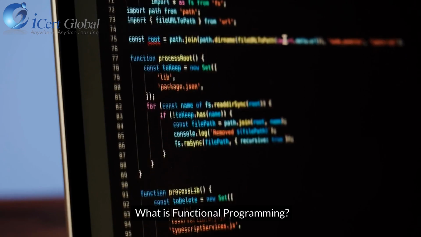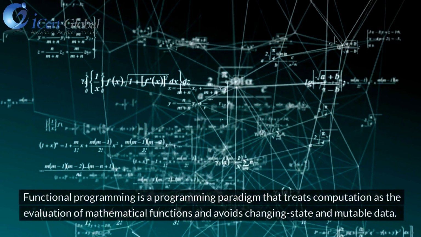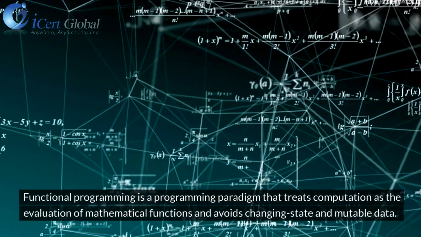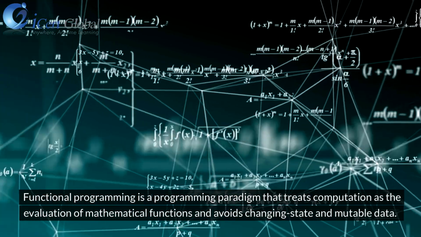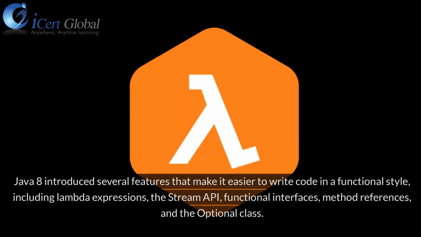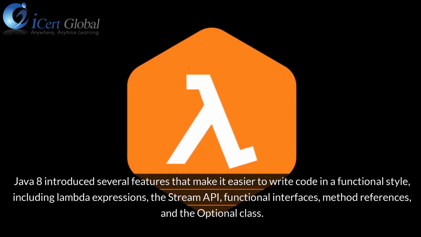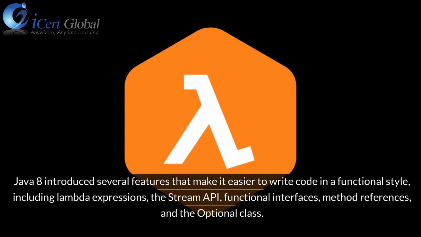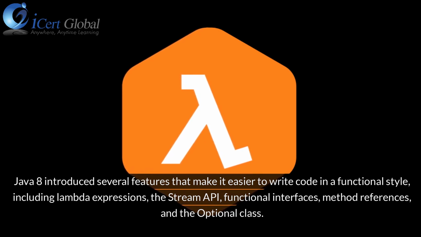What is functional programming? Functional programming is a programming paradigm that treats computation as the evaluation of mathematical functions and avoids changing state and mutable data. Java 8 introduced several features that make it easier to write code in a functional style, including Lambda Expressions, the Stream API, functional interfaces, method references, and the Optional class.